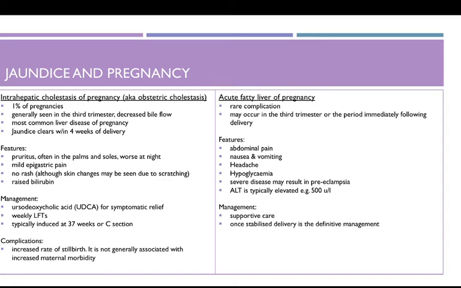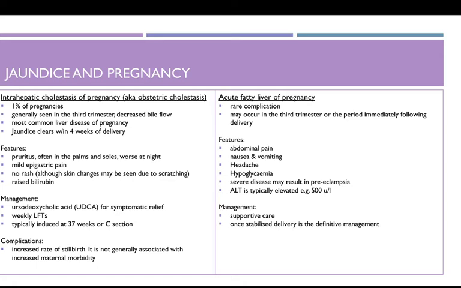The way that it's managed is UDCA, but that's just for symptomatic relief, to reduce the symptoms of itchiness. You have weekly LFTs to monitor liver function. And typically, if a woman has obstetric cholestasis, you'll induce labour at 37 weeks or carry out a C-section. The complications are an increased rate of stillbirth. However, it's not generally associated with increased maternal morbidity, so the complications are really to do with the fetus.